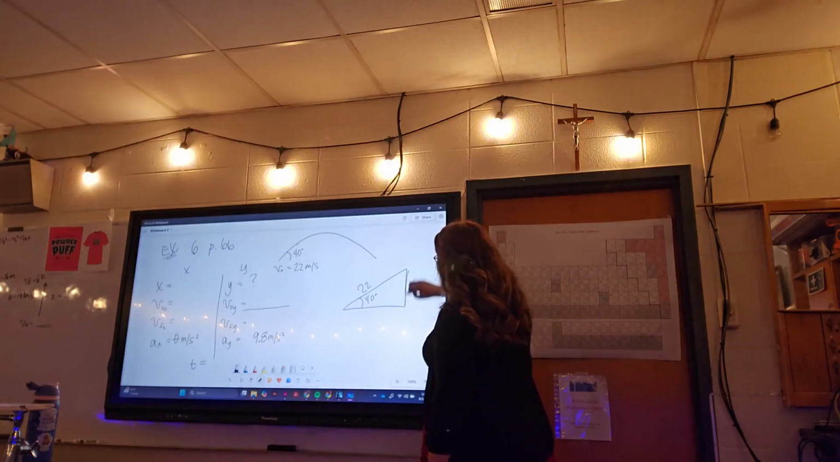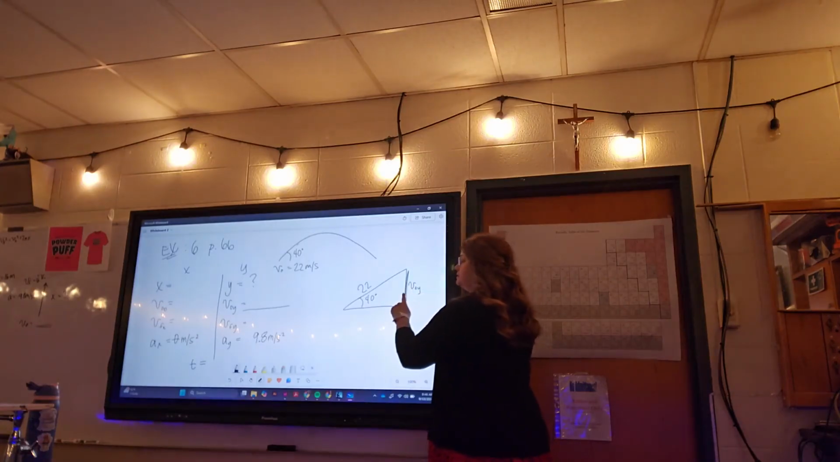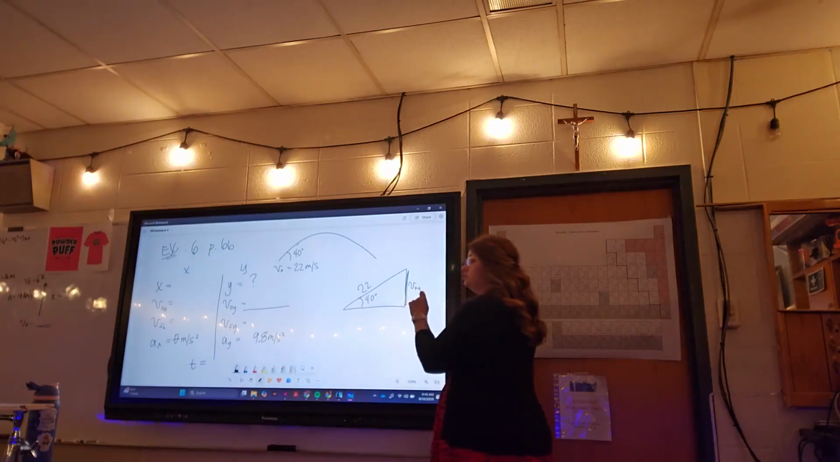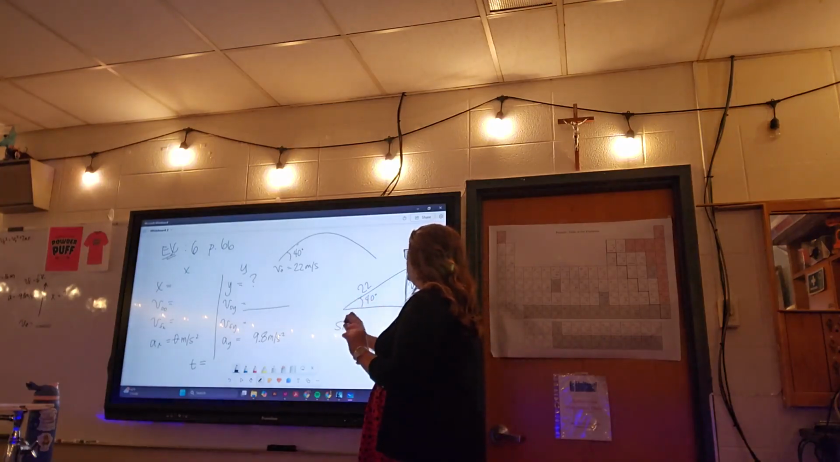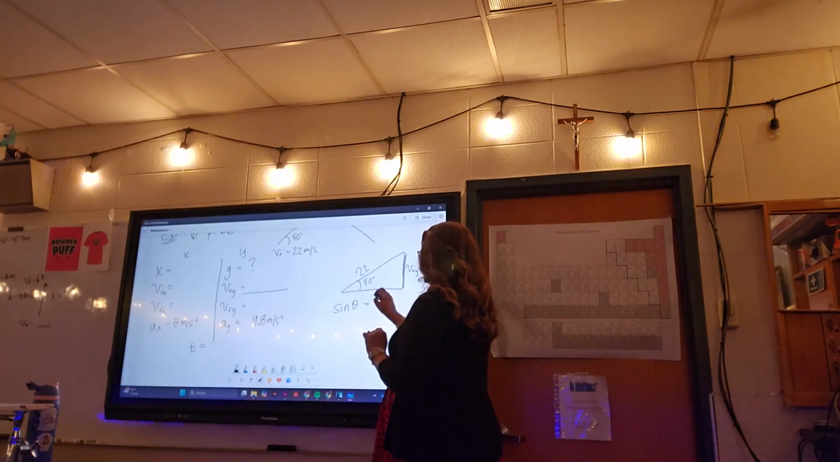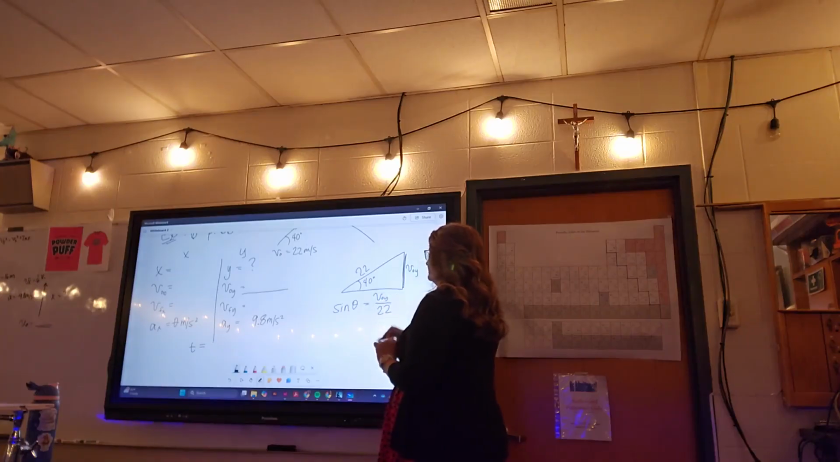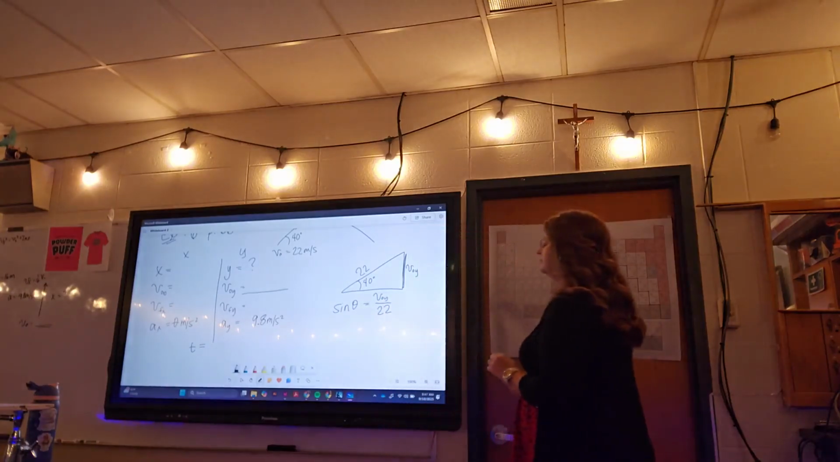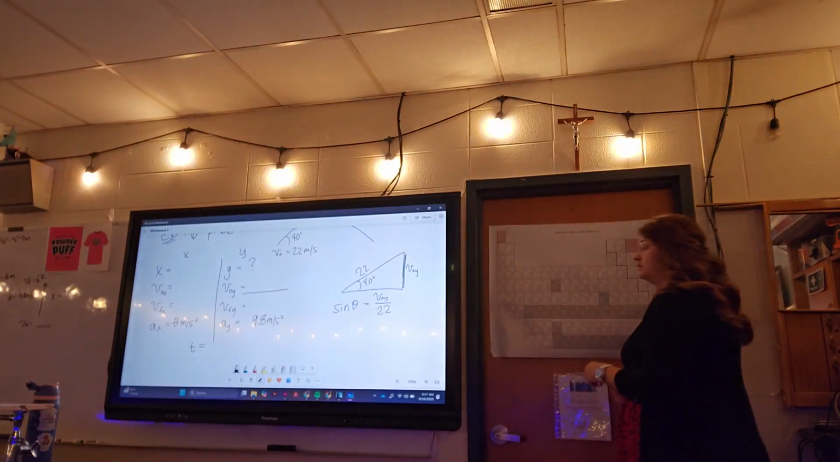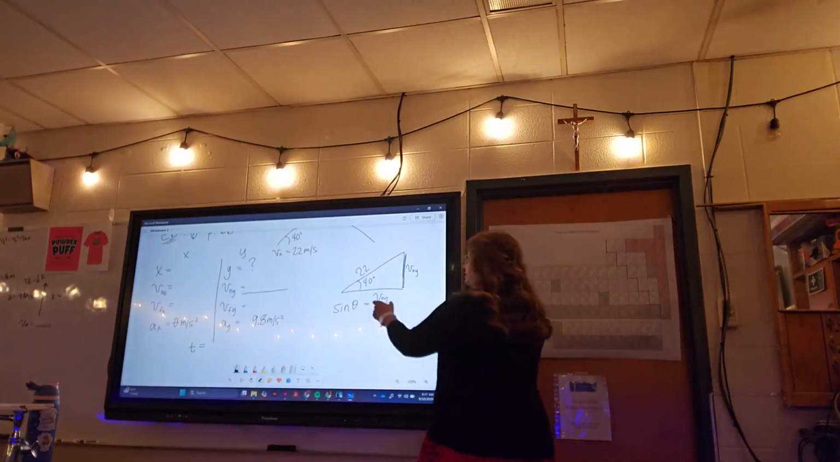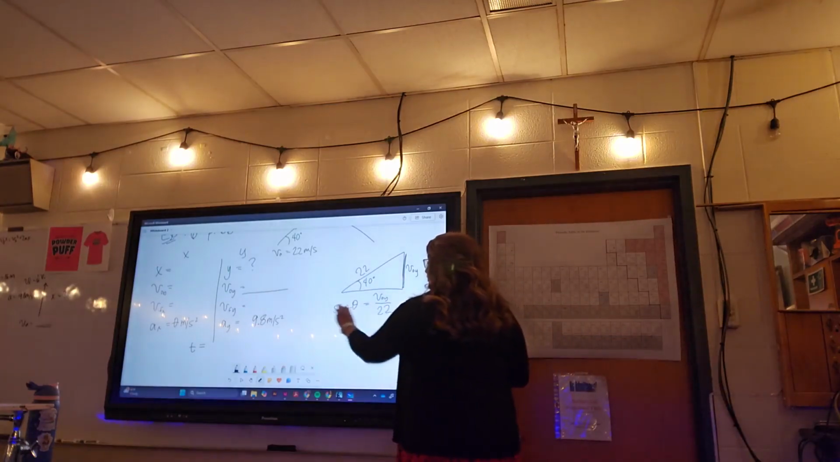So what side is this? Is this the adjacent or the opposite side of the angle? Opposite. So we should use sine or cosine? We should use sine. Sine of theta is equal to the opposite divided by the hypotenuse. Okay, so how do you solve for V naught y? We want to get this by itself, so this 22 has to come over here.